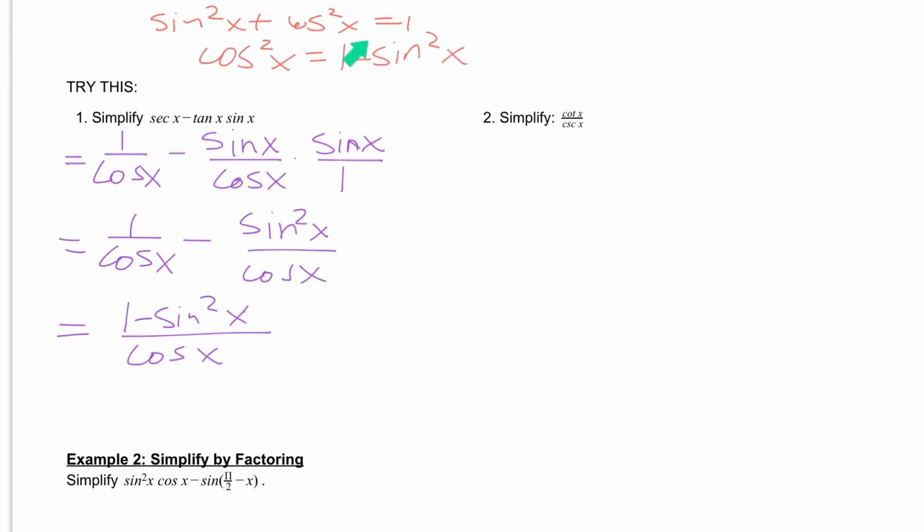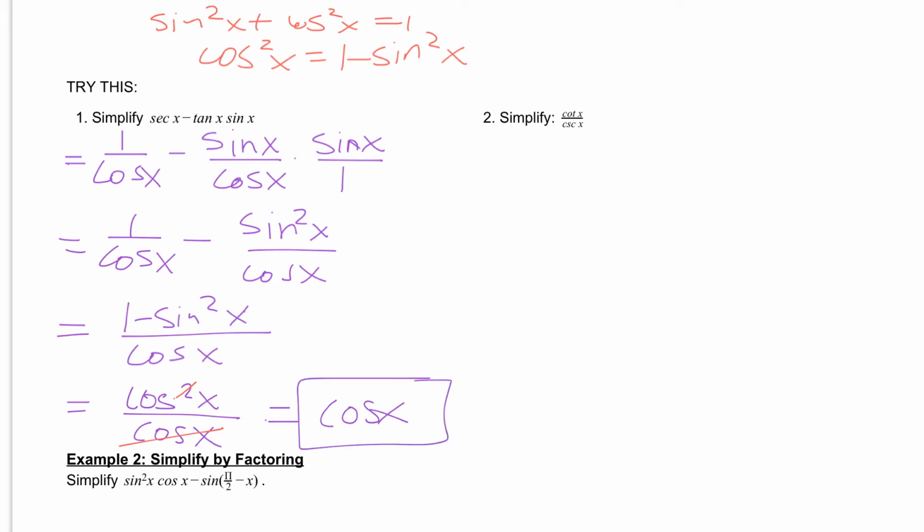And if I know 1 minus sine squared x is what I have here, I can replace it with cosine squared x. So I get cosine squared x divided by cosine of x. And then this cosine can cancel out with one of them on the top. And I'm left with just a cosine x. If you have questions, let me know.